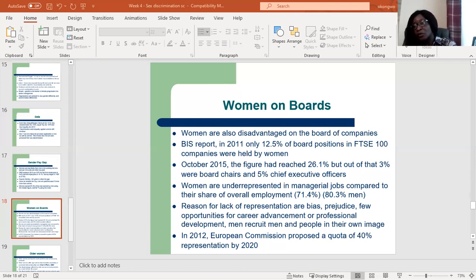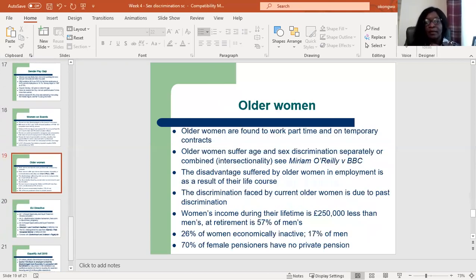Then in 2012, the European Commission proposed a quota of 40% representation of women by 2020. Some countries have met that. We have Norway, Spain, Ireland, Finland that have met this quota. They used different incentives to do that. I think Norway, or one of them, used a quota system. Not everybody agrees with a quota system because it can be classed as discriminatory and not a positive action.